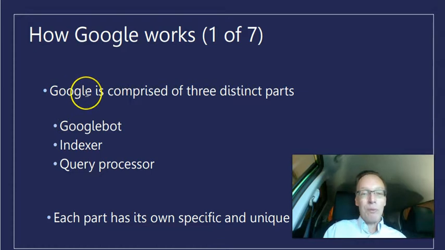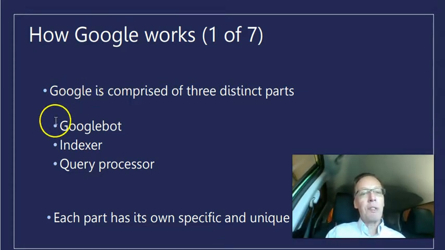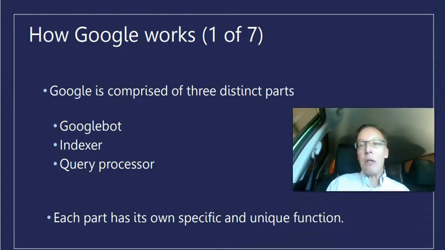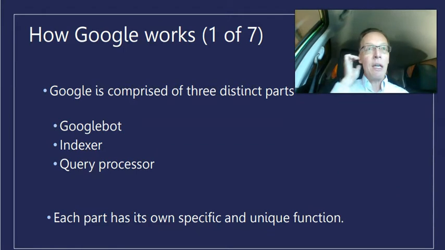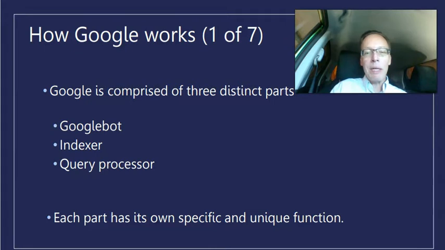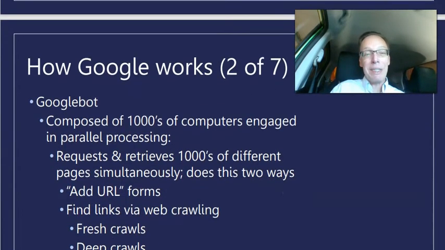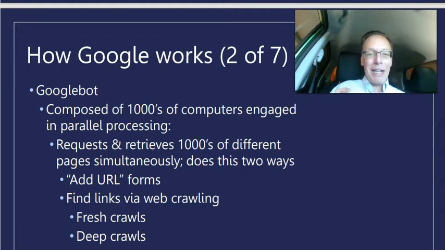So like it says here, Google's comprised of 3 distinct parts. They refer to it as Googlebot, an indexer, and a query processor. Each part has its own unique function, and you don't need to understand programmatically or in any huge amount of detail what each of these things means, but we're going to dig into it a little bit so that you're at least familiar with each of these pieces of the puzzle, because it's important. So, Googlebot.